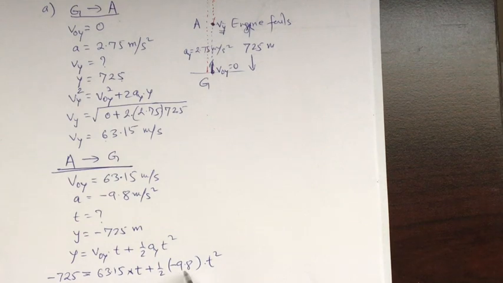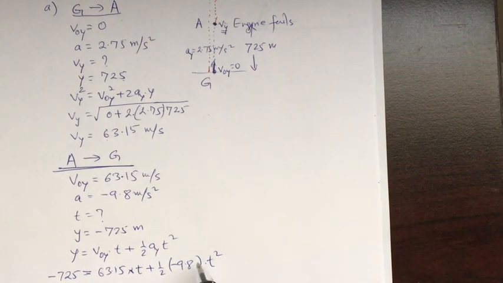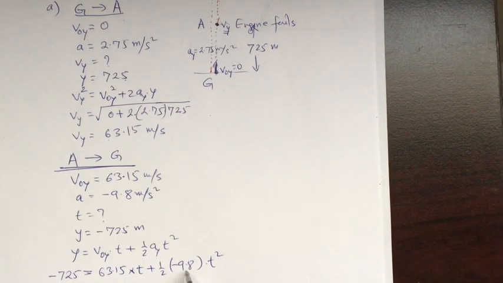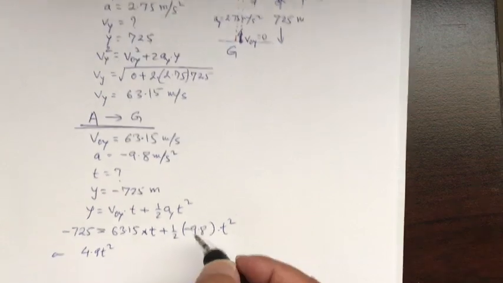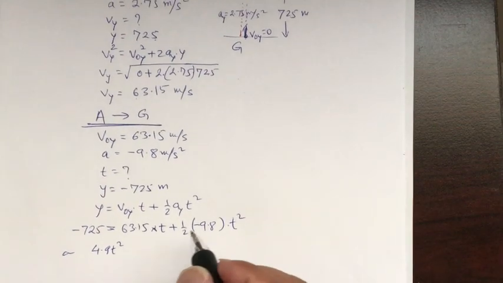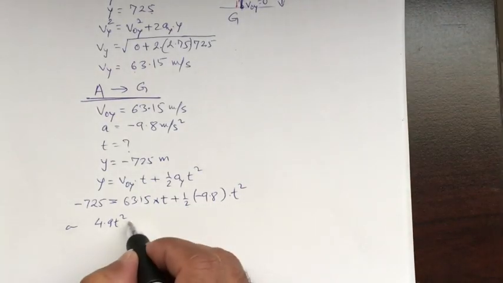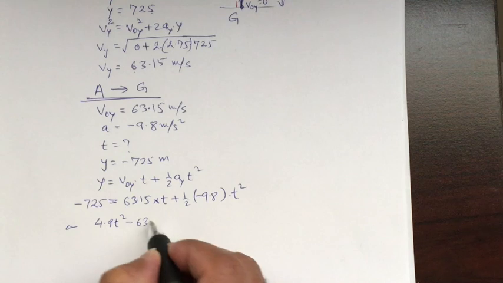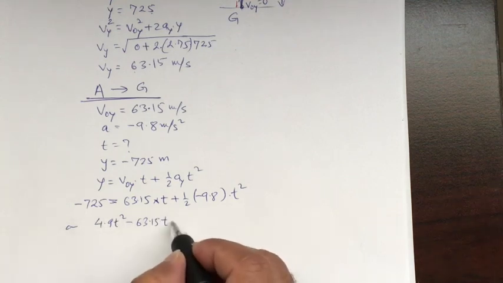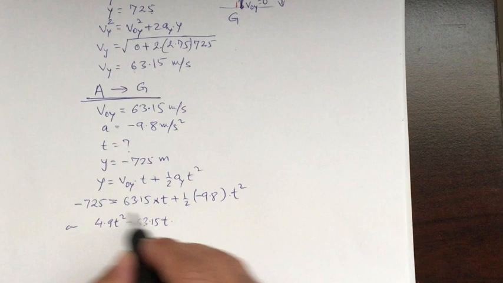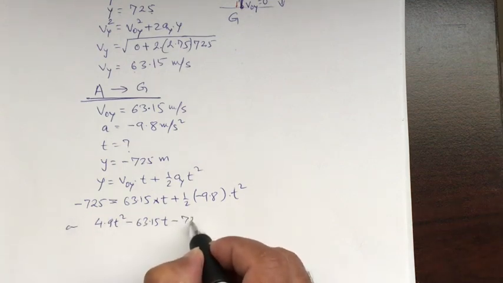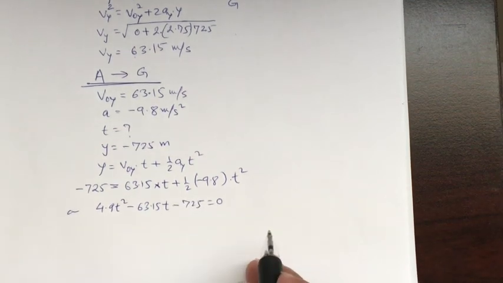Let me simplify this. This will be 4.9, and 4.9 is negative. Let me bring it positive on the left side, which is 4.9 t squared. And this one I also want to bring over, minus 63.15 times t, and then this one is already on the left side, so minus 725 equals 0. This is a quadratic equation.